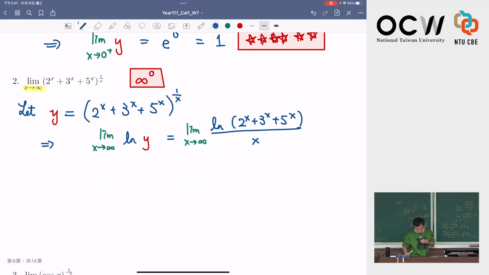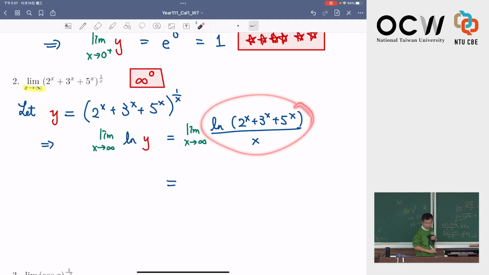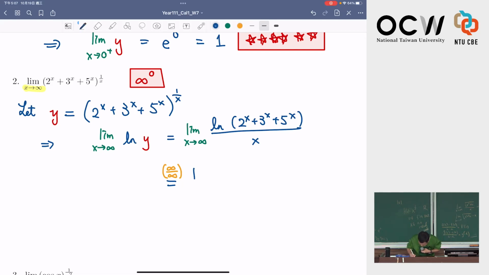But why do I do this? Because now I have a fraction, okay? So I can apply the L'Hopital rule if it's really of the form infinity over infinity or 0 over 0. But in this case, I get infinity over infinity. So by L'Hopital, if I differentiate both the numerator and denominator, I get the denominator is 1, the numerator is messier.